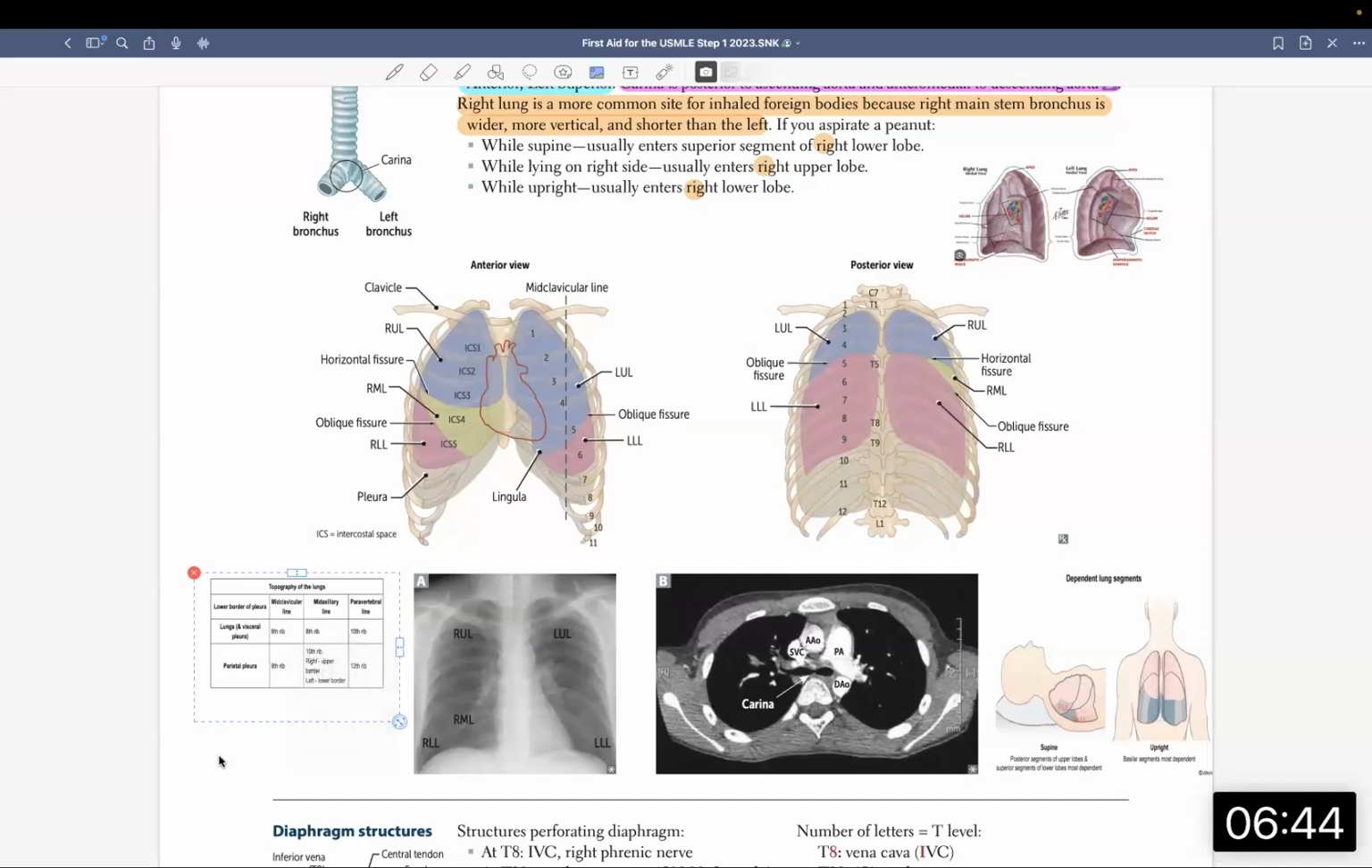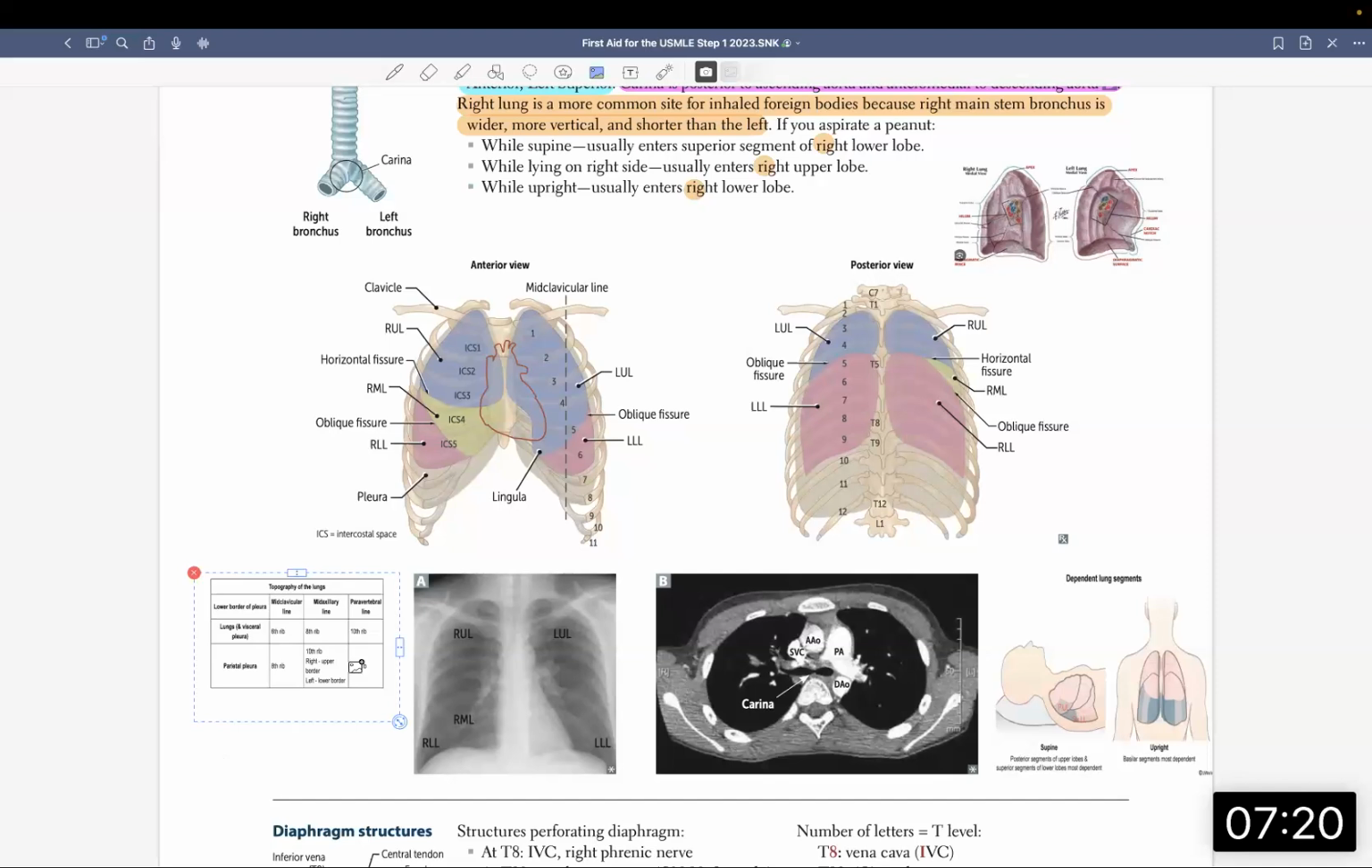Sorry, 6th, 8th, 10th for the visceral pleura, right? The visceral pleura is stuck tightly to the lung. These are the normal locations, where it ends. So mid-clavicular 6th, mid-axillary 8th, and paravertebral 10th for visceral, and parietal is mid-clavicular 8th, mid-axillary 10th, paravertebral 12th.